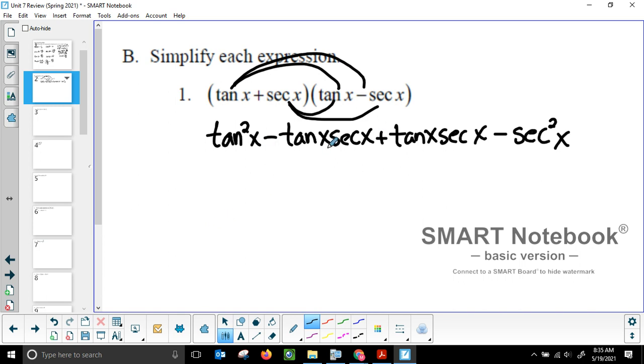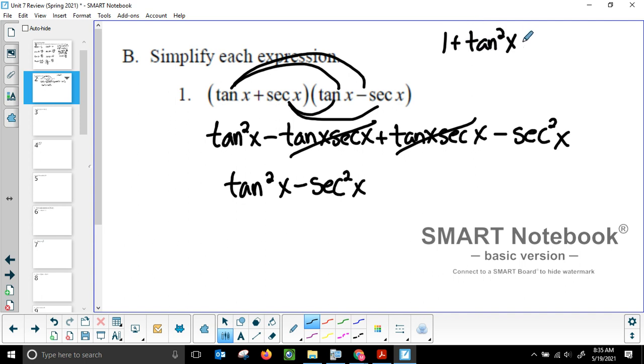All right, so of course this minus tan x secant x and this plus tan x secant x just cancel. So we're now left with tan squared x minus secant squared x. Now, whenever we have squared trig functions, that should be a hint that we're going to be using Pythagorean identities. Our Pythagorean identity that involves tangent and secant is 1 plus tan squared x is equal to secant squared x.